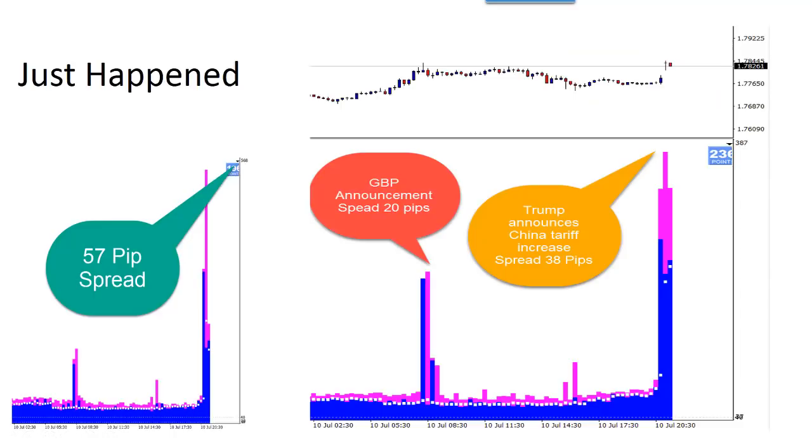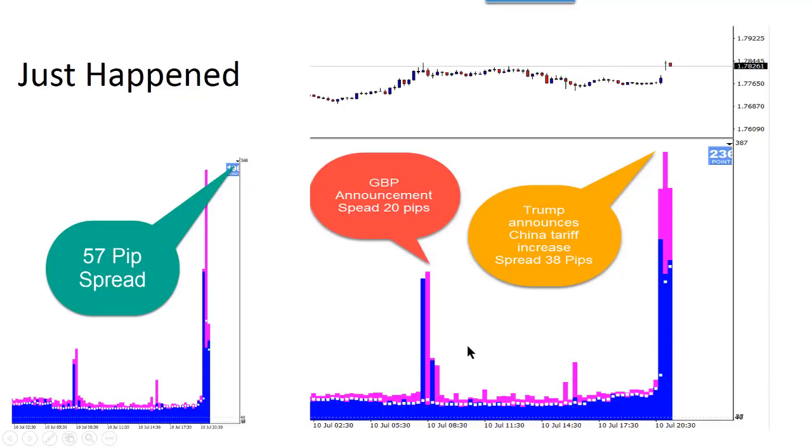Okay, so here's an example of an anytime announcement. Now there was the pound announcement. That's reasonably controllable. You know it's coming, you know what's going on, and you can expect a bit of a jump. In this case, the spread jumped 20 pips from its normal. But then there's the other kind of announcement, like Trump stood up and announced the China tariff increase, and the spreads jumped to 38 pips. Now 38 pips is a lot.